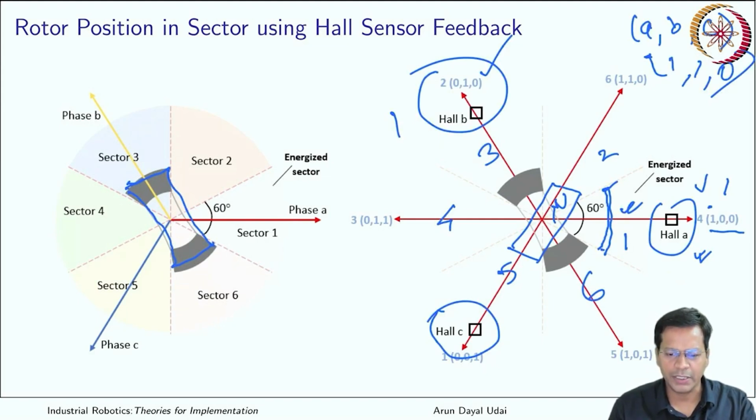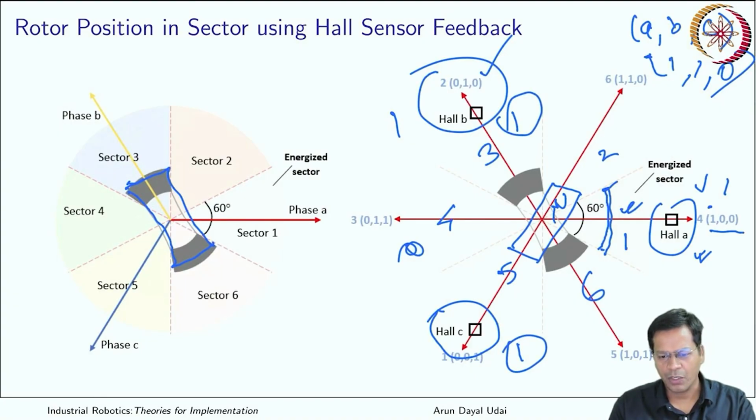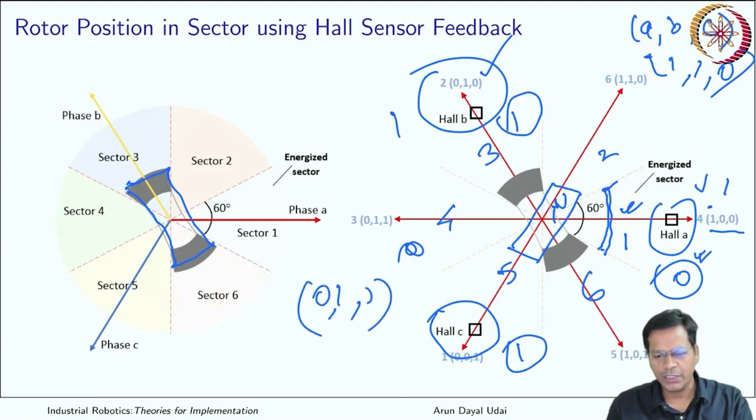This time let us say it is somewhere over any example you can pick up. Let us say it is at this zone. So what do you see? Which Hall effect sensors will turn on? In this zone, this Hall effect sensor, B, will turn 1 and C will turn 1, whereas A will turn 0. So effectively you will get a bit pattern which is 0, 1, and 1.